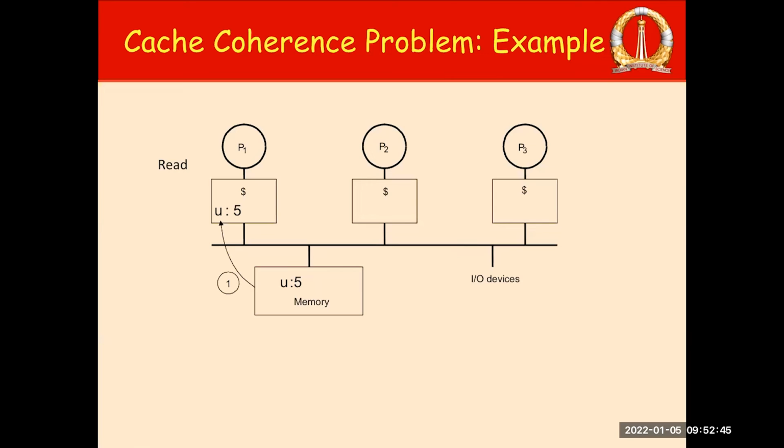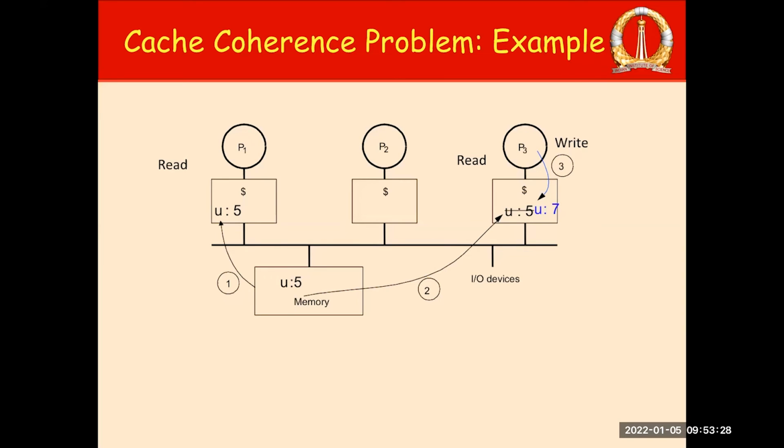Similarly, if P3 also wants to read the value of u, it can also cache a copy of u in its private cache. There are no problems up to now as long as processors only want to read this shared data. But the moment one of these processors, let's say P3, wants to modify the value of u from 5 to 7, if it updates this value in its private cache, assuming that the cache is a write back cache, so the writes are only written into the cache and not into the main memory, then P3 will have the value of u as 7.